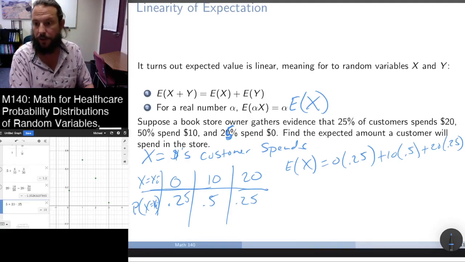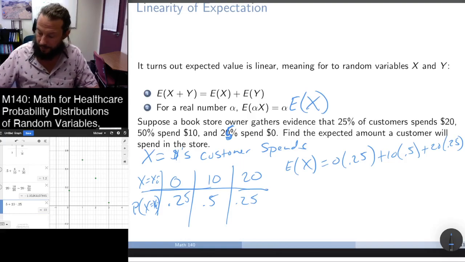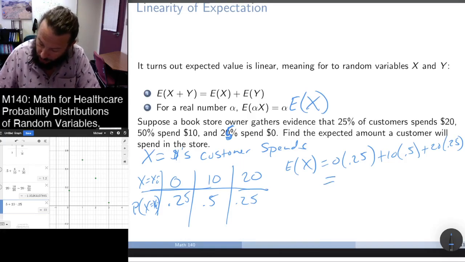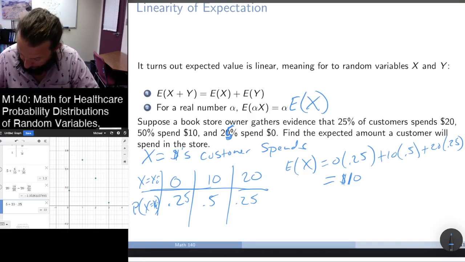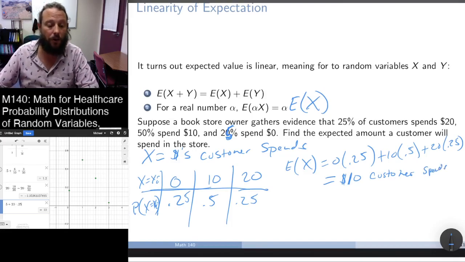Why did I plug that in? I wasn't thinking straight. 10. Okay, of course, that comes out like we were thinking. And that's $10. That's $10 that they're going to spend, and that's in the long run.